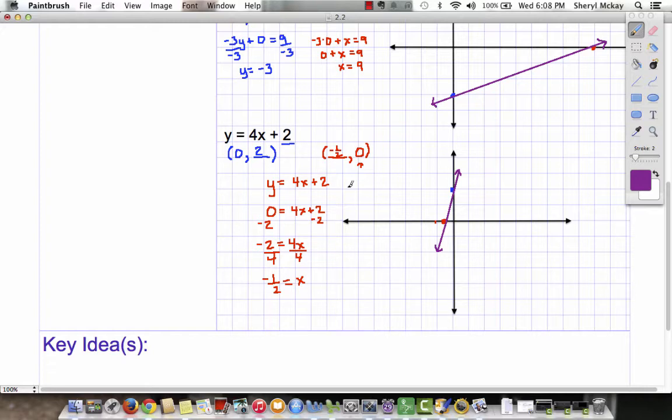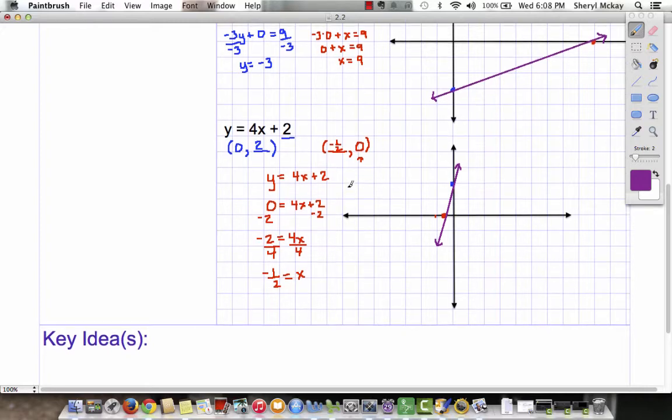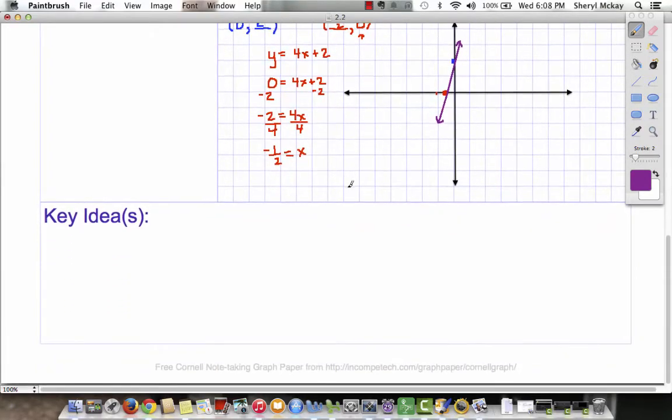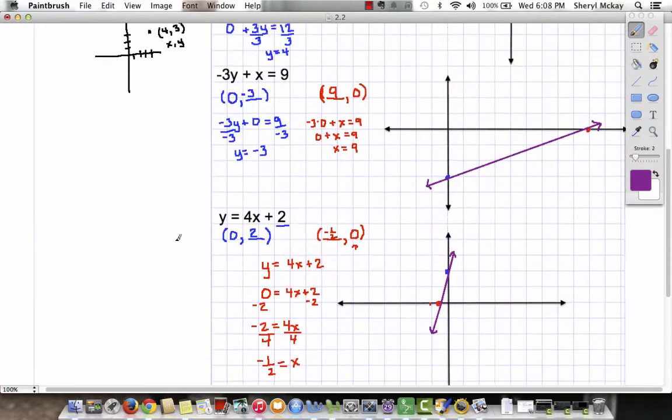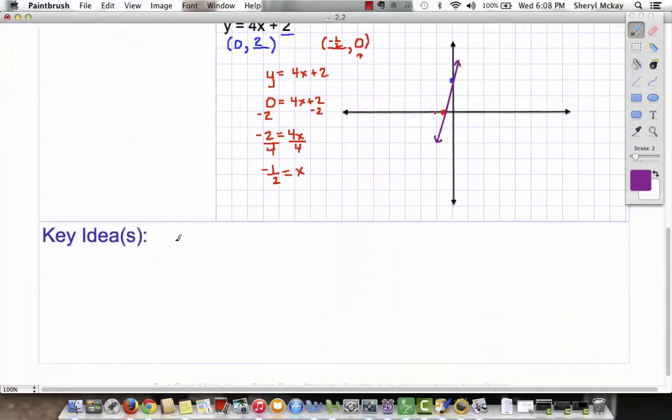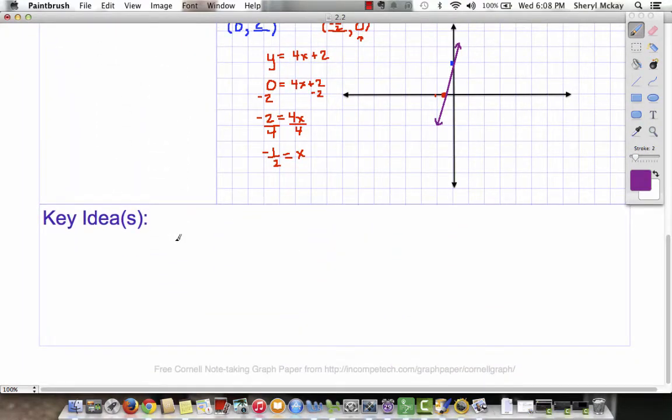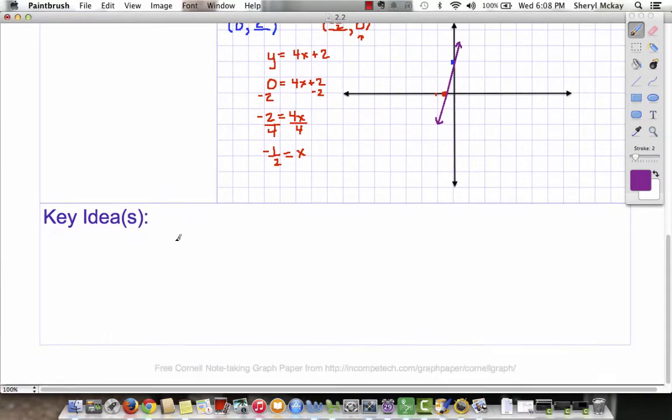All right, so now the last thing that you need to do is to come down to the bottom of your page and write some key ideas. What are some key ideas that you need to remember that will help you to remember this so that you don't have to look through everything? And it could even be a mistake that you want to make sure that you avoid.